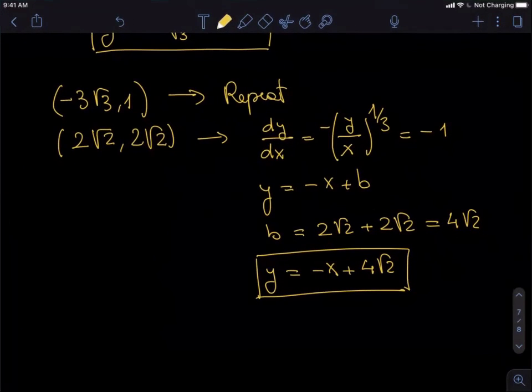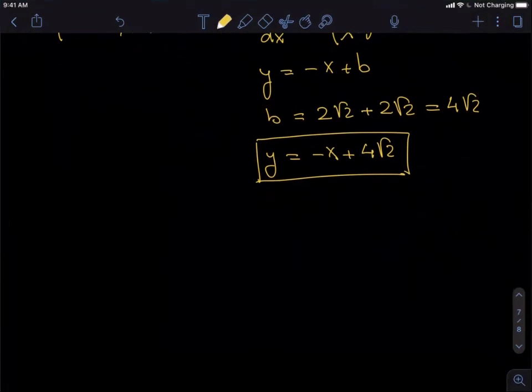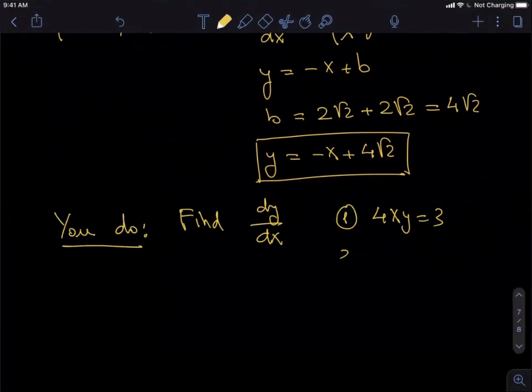So you see that this is like a machine. We can do as many as we want. I leave here for you a few problems if you want to try them. So you can find dy dx for the following. For example, 4xy equals 3, sine of x equals cosine of y, and 3 e to the xy equals the secant of y.